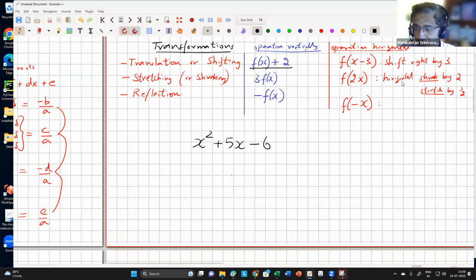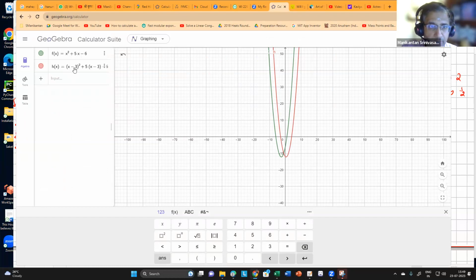Now we'll do the shrinking, horizontal shrink by a factor of 2. Which means what? If I replace every x by 2x. So instead of x, it's 2x. That's what f of 2x means, right? And instead of 5 times x in the original one, I'll make it 5 times 2x. And then the minus 6 as it is. Now the original one was the green one, right? Now you can see that it's shrunk horizontally. Are you able to see this?